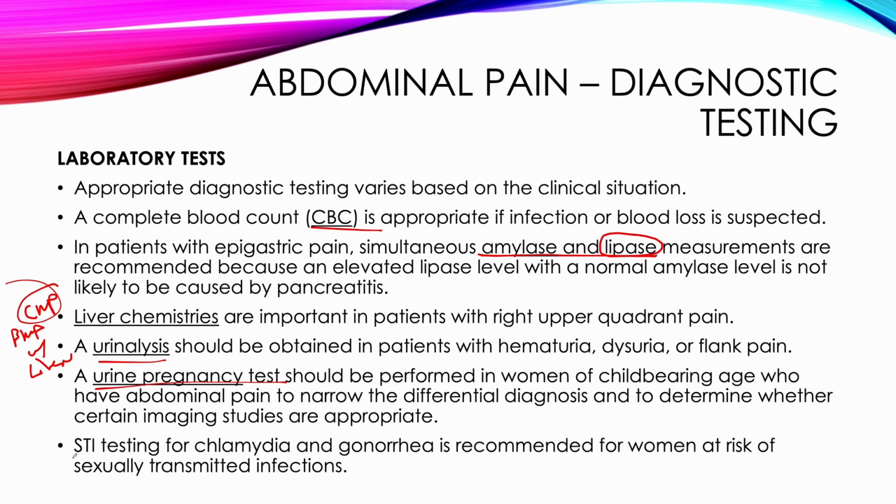If they have lower pelvic pain, you might want to consider testing for STIs like gonorrhea and chlamydia. If you have bleeding associated, you might consider getting PT and PTT. If they have signs or symptoms of inflammatory bowel disease or things like that, you might need to get some stool studies or ESR, CRP, things like that.